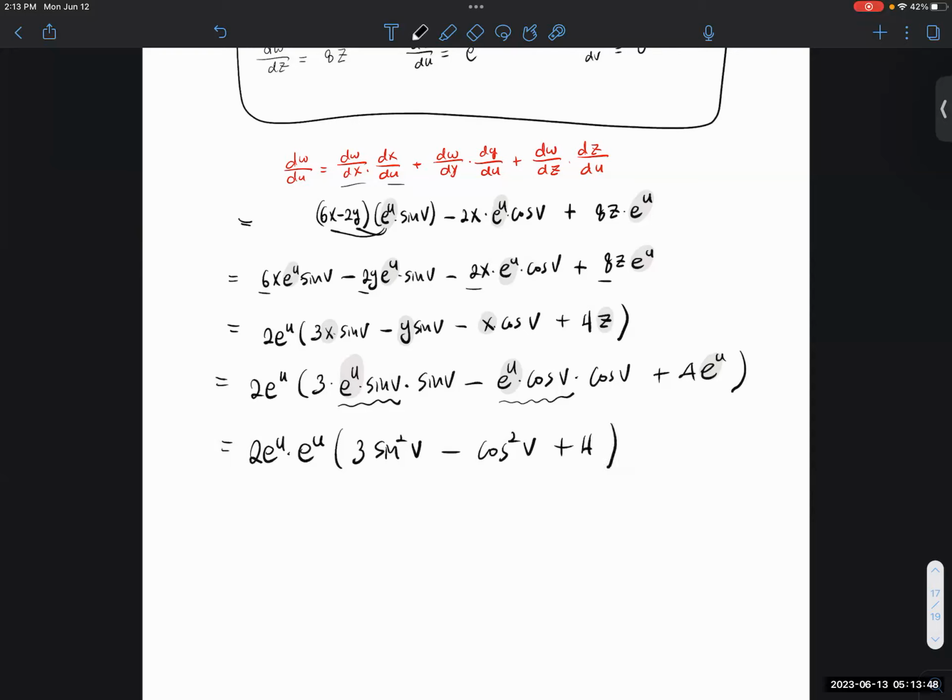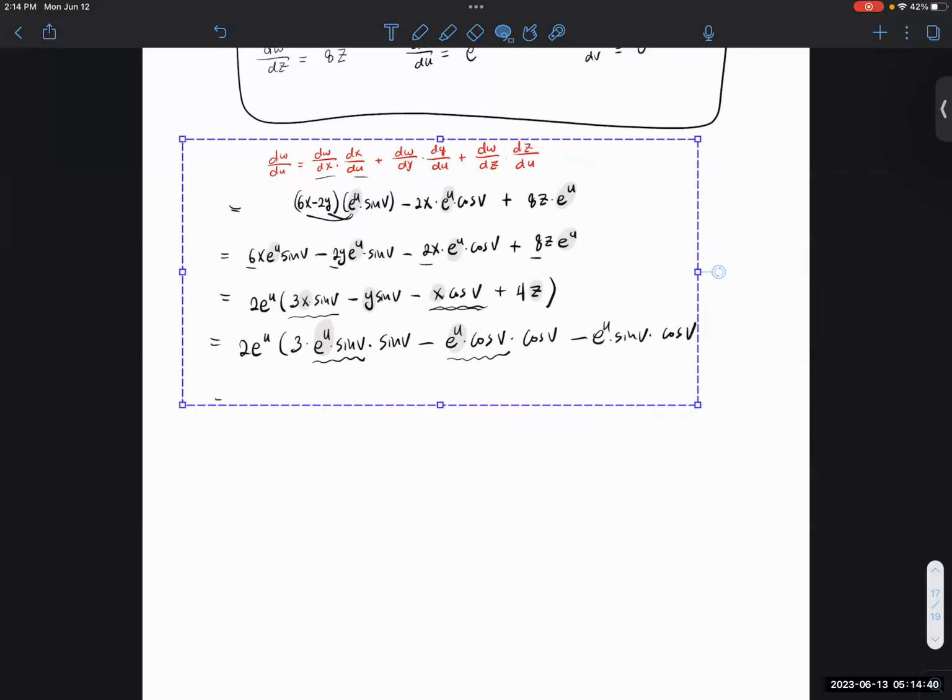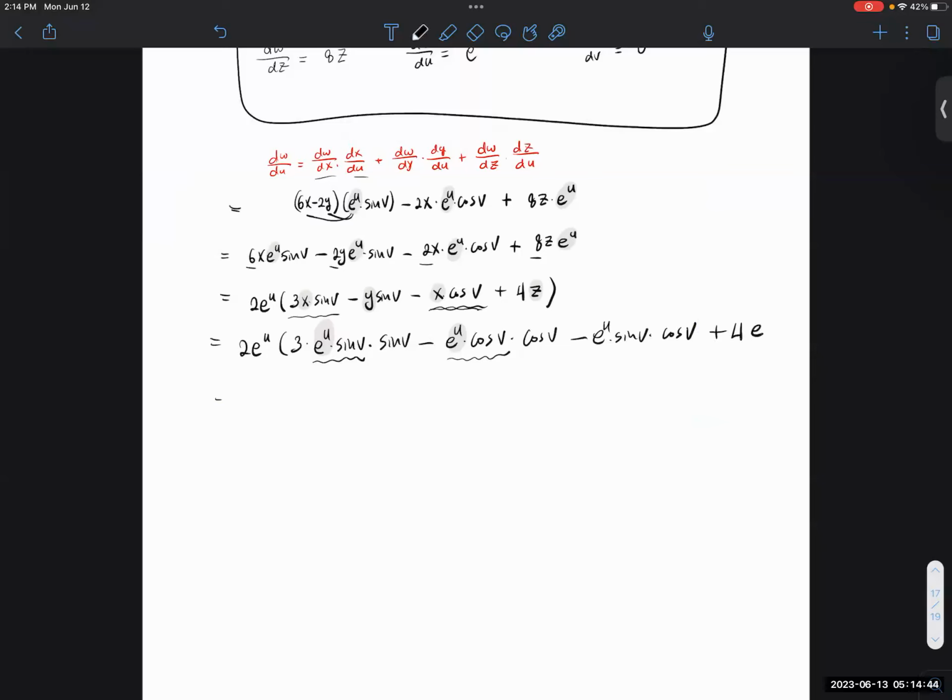plus 4. So let me double check if I have any mistake somewhere. So 2x, we have that. And then we have, I'm missing something. So this is a 3x, this one. Oh, I see. This is the y. I'm missing one of these. So let me just go back. Let me just get rid of it. So from here, x is e to the u sine v. And then we have y, e to the u cosine v. And then I forgot this one. You see that I forgot this. So let me add that one right there. So we have minus x, which is e to the u sine v cosine v. So let me minimize it. And then plus 4z e to the u.